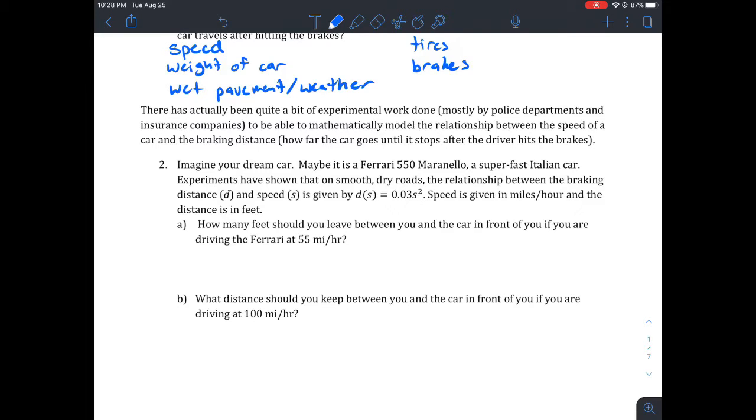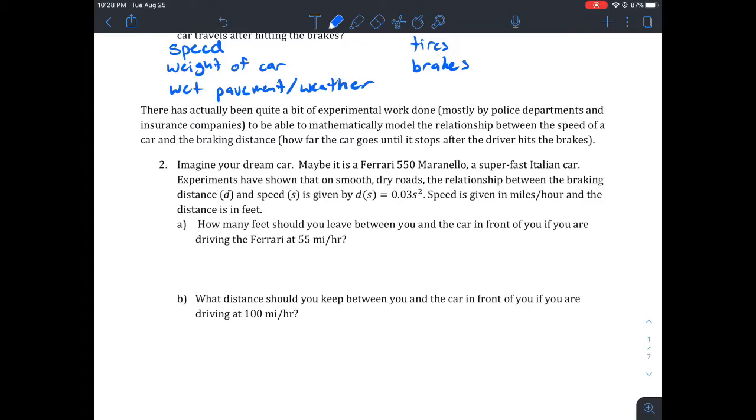Experiments have shown that on smooth, dry roads, the relationship between the braking distance, d, and speed, s, is given by the function d of s equals 0.03 s squared. Speed is given in miles per hour and the distance in feet. How many feet should you leave between you and the car in front of you if you are driving the Ferrari at 55 miles per hour?